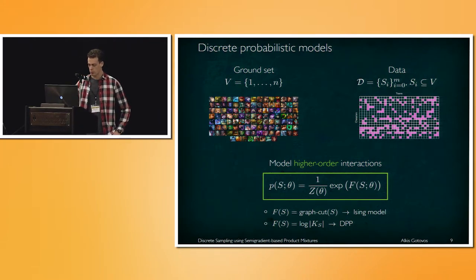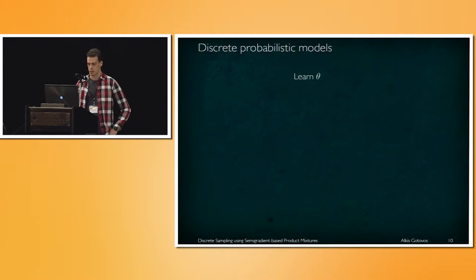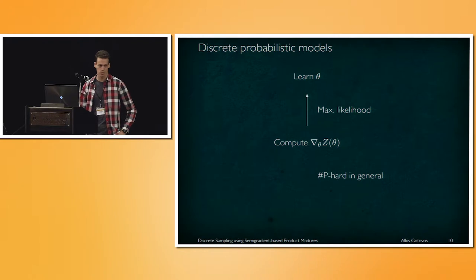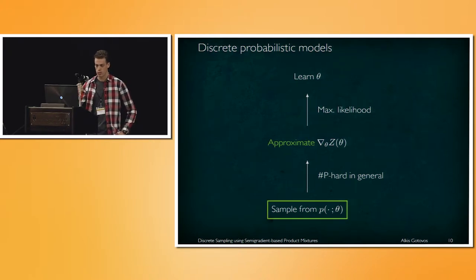One thing we want to do with these models is learn these parameters theta from data. One straightforward way is to run your favorite gradient ascent algorithm and use maximum likelihood, maximizing the likelihood on the data set. To do this, you need to be able to compute gradients with respect to theta of this partition function, this normalizer Z, which is very well known to be really hard to compute. So we usually want to approximate this quantity, which means we need to perform inference in these models. One way to do this is to sample from our distribution P of theta. For the rest of the talk, I'm not going to talk so much about learning, and I'm going to focus on how to perform inference, in particular how to sample from such probabilistic models.